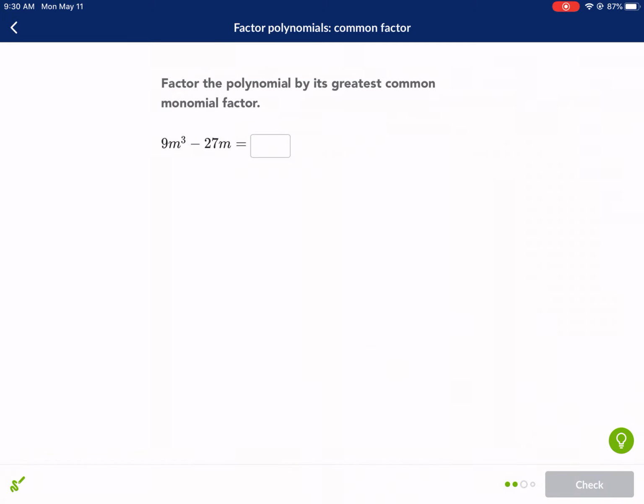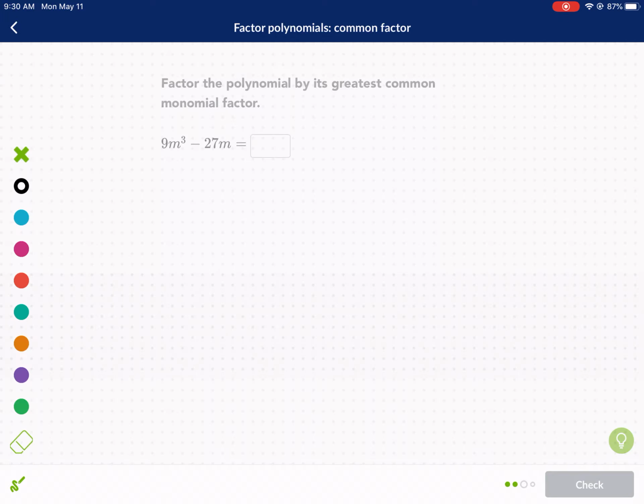Okay. One more we'll do. Factor the polynomial by its greatest common monomial factor. First thing we do is look at the coefficients. We see 9 and 27. The greatest common factor between those is 3. That's a lie. Always start with the biggest number. Does 9 go into 27? Yes, it does. That means 9 is going to be our greatest common factor.